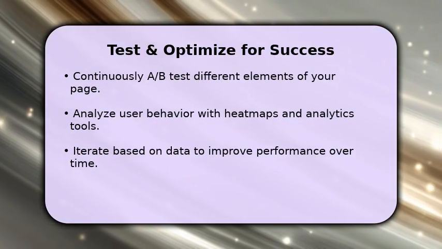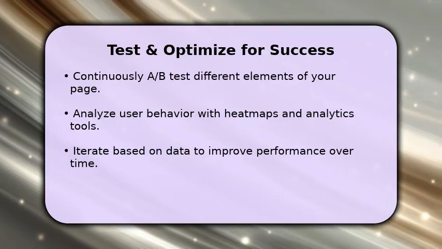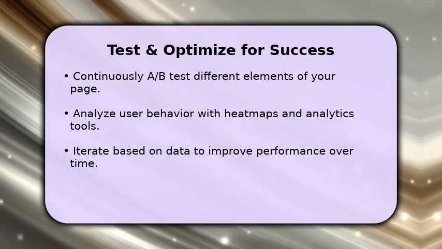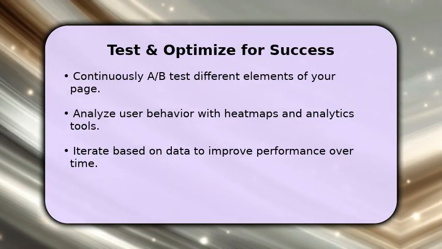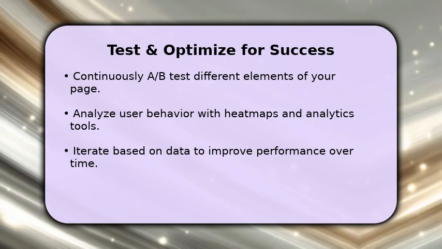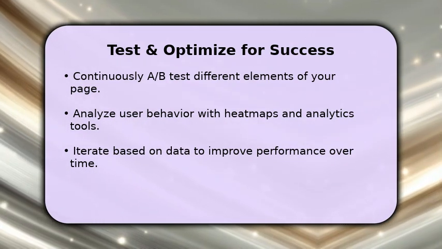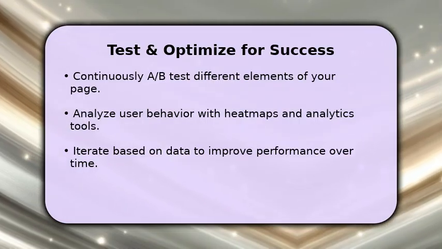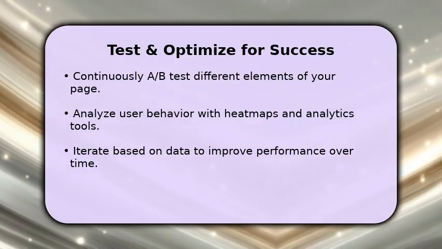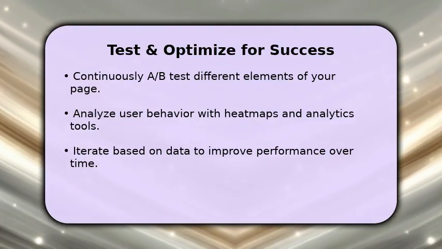Building a killer landing page is an ongoing process. Continuously A/B test different elements, from headlines to call-to-action buttons, to see what resonates best. Utilize analytics and heat maps to understand user behavior and identify areas for improvement. Based on this data, iterate and refine your page. Strive for a conversion rate of at least 2 to 5%, but always aim higher through consistent optimization.